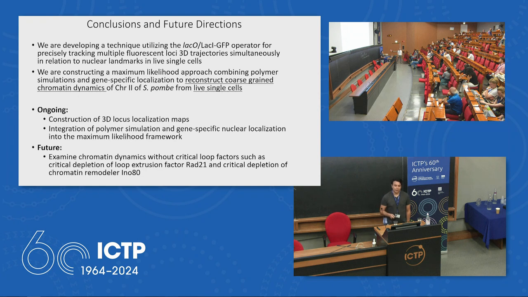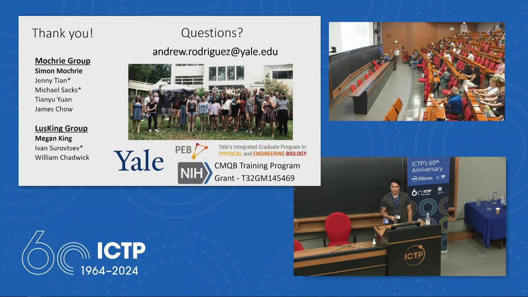So with that, I'll just wrap up. We're using this LacO-LacI-GFP operator system to track multiple fluorescent loci in three dimensions in live single cells. We're working on constructing a maximum likelihood approach to reconstruct coarse-grained chromatin polymer dynamics from actual live cells of S. pombe. We have some ongoing work, which I showed you, and the idea, as this project develops, is to do acute depletion assays with important factors such as RAD21 for loop extrusion and remodelers like INO80. So thank you, and I'll take questions.